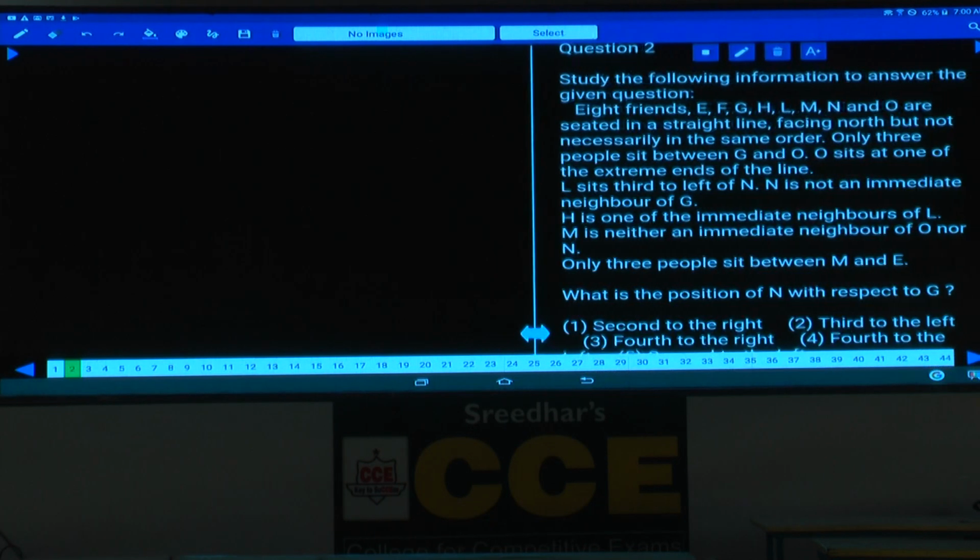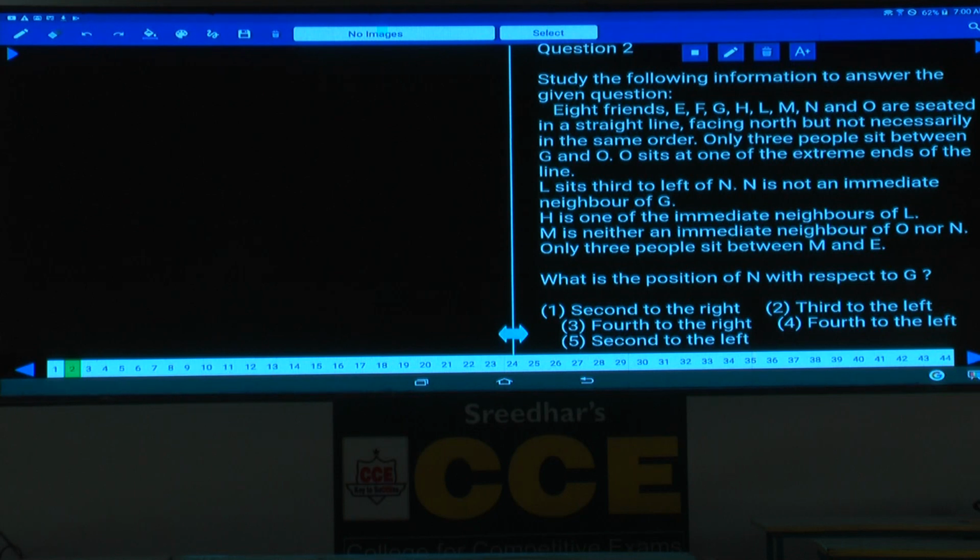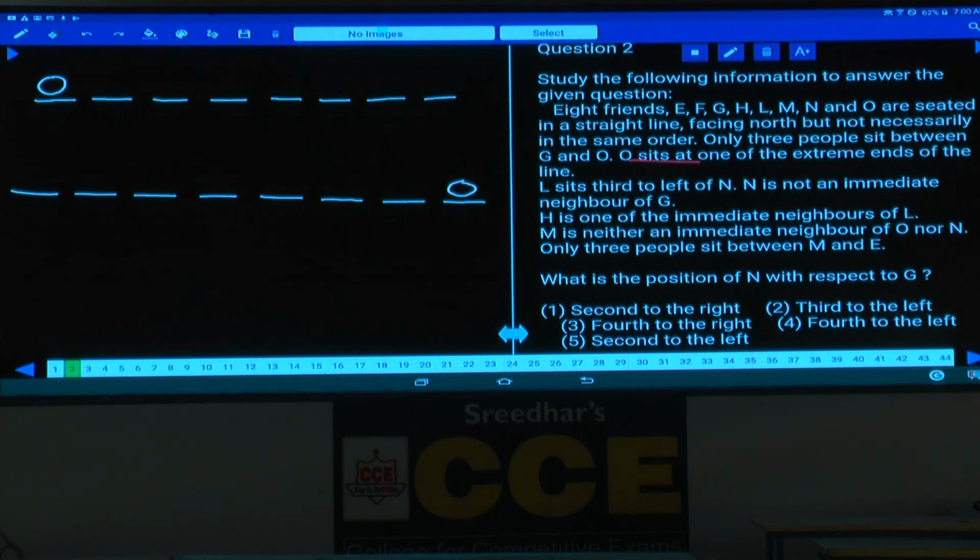They were seated in a straight line and all these persons are facing towards north. 1, 2, 3, 4, 5, 6, 7, 8. 8 persons facing towards north, and all the persons, but not necessarily in the same order, only 3 people sit between G and O. How many persons are in between G and O? Exactly 3 persons. And O sits at one of the extreme ends of the line. Now the information which is clearly specified: O sits at one of the extreme ends of the line. O can be either at the left extreme end of the line or, yes, what is the other possibility here? O can be at the right extreme end of the line, isn't it?